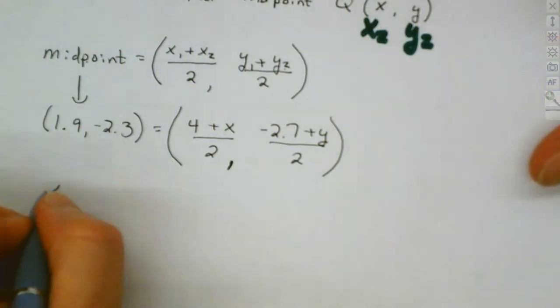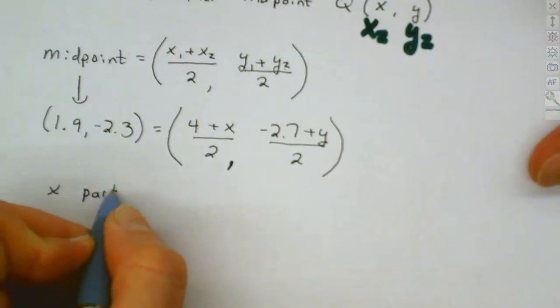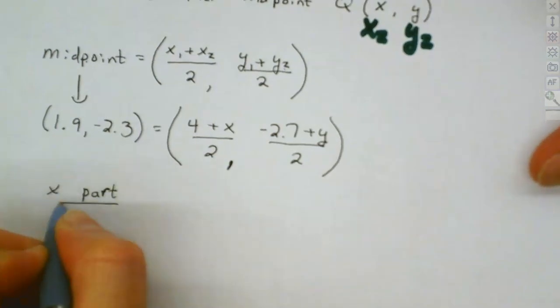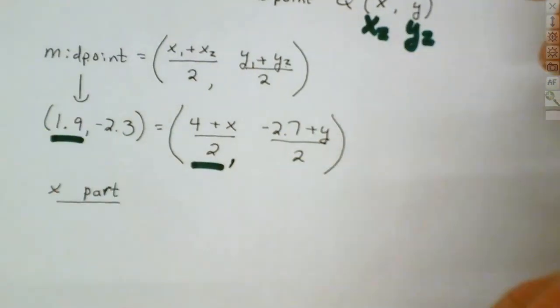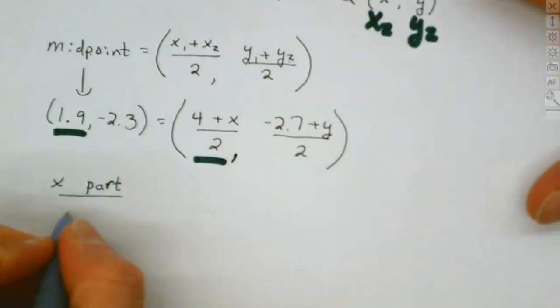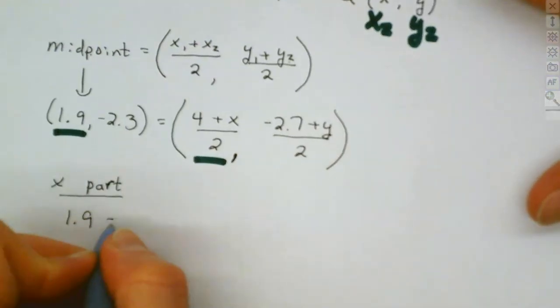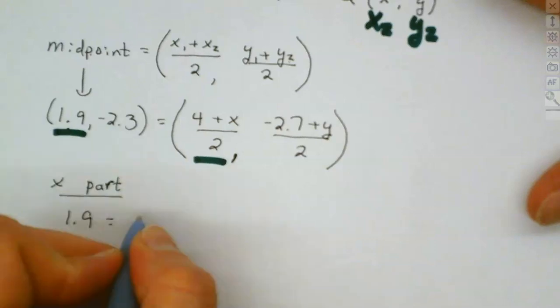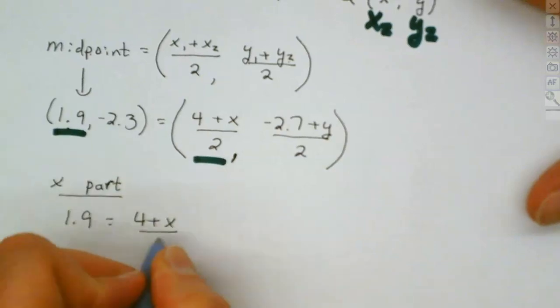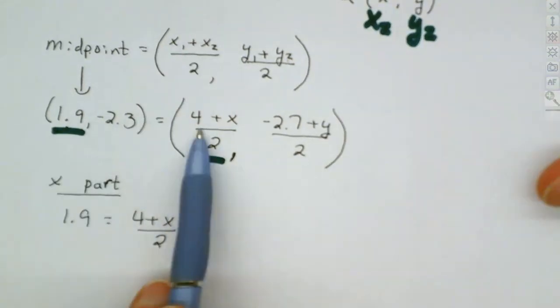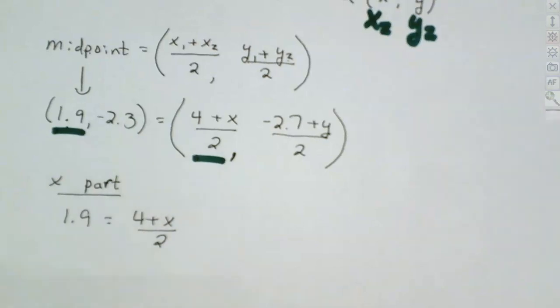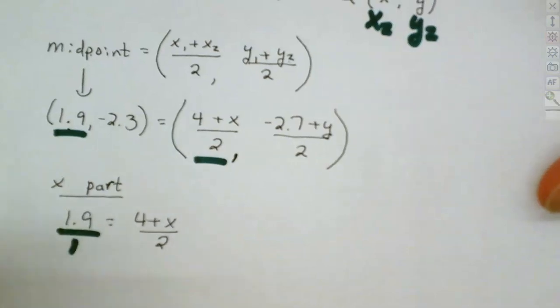So let's look at the x part. So on the x part, that's going to be everything that's in front of the comma. So on the x part, what do we have? We have 1.9. That's this piece. It needs to equal 4 plus x over 2, right? Because that's the x part. Everything in front of the comma is the x part. Now, how would we finish this and find our value of x? Well, we would simply write that as over 1, and we could cross multiply.